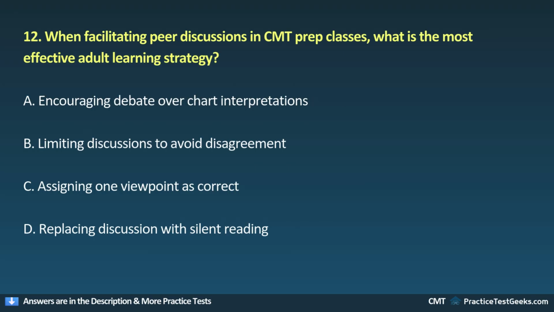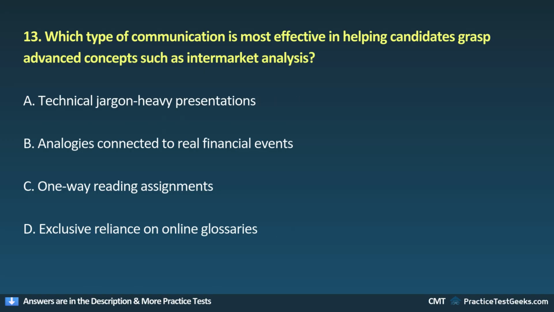12. When facilitating peer discussions in CMT prep classes, what is the most effective adult learning strategy? A. Encouraging debate over chart interpretations. B. Limiting discussions to avoid disagreement. C. Assigning one viewpoint as correct. D. Replacing discussion with silent reading.